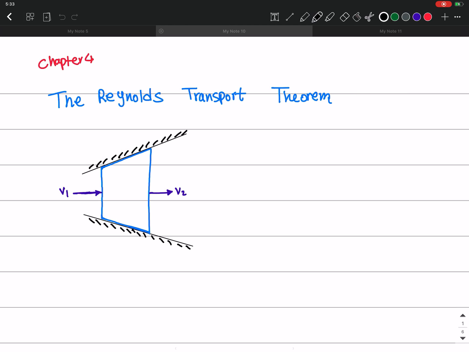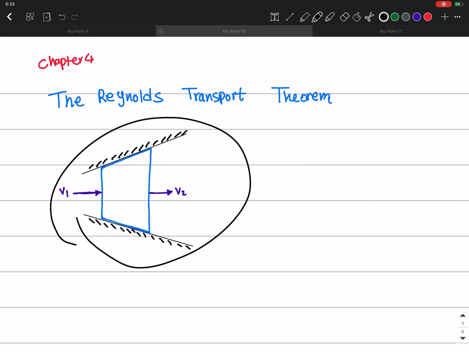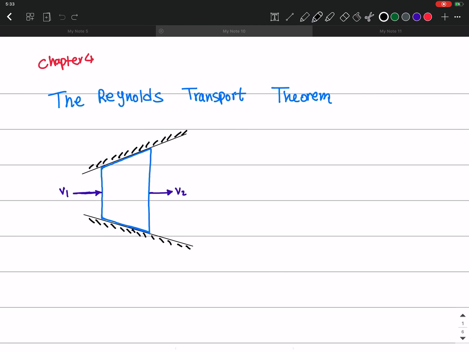And then after that, we are gonna generalize. So first we are gonna look at this 2D case, a simple two-dimensional case. And after that, we are gonna look at the general form of Reynolds transport theorem, which will be a 3D case. And this will be the Reynolds transport theorem that we need for this course.